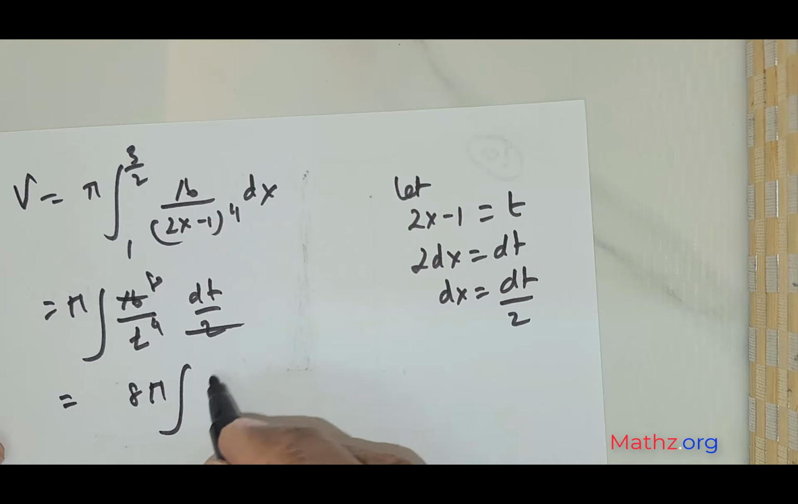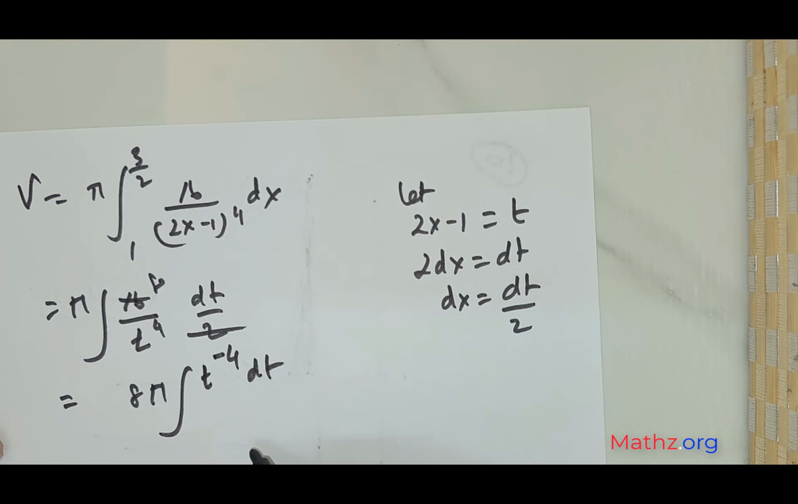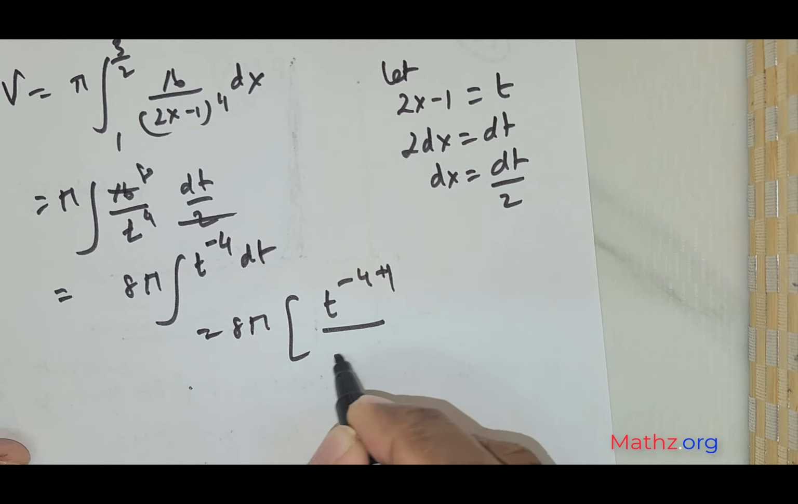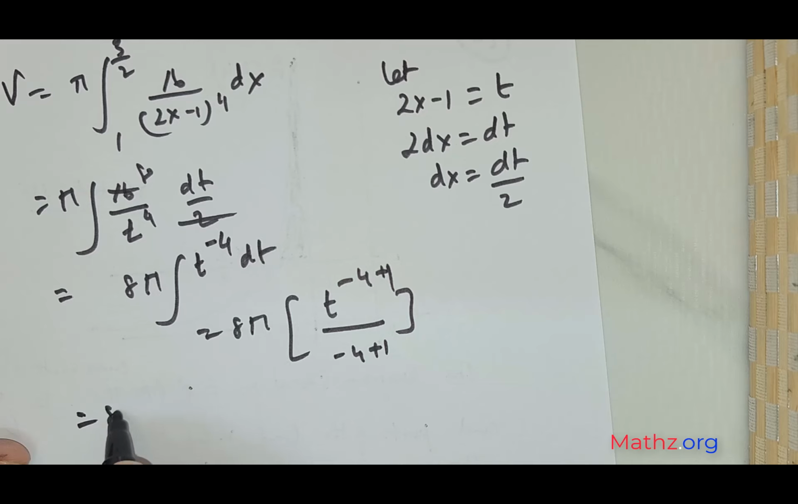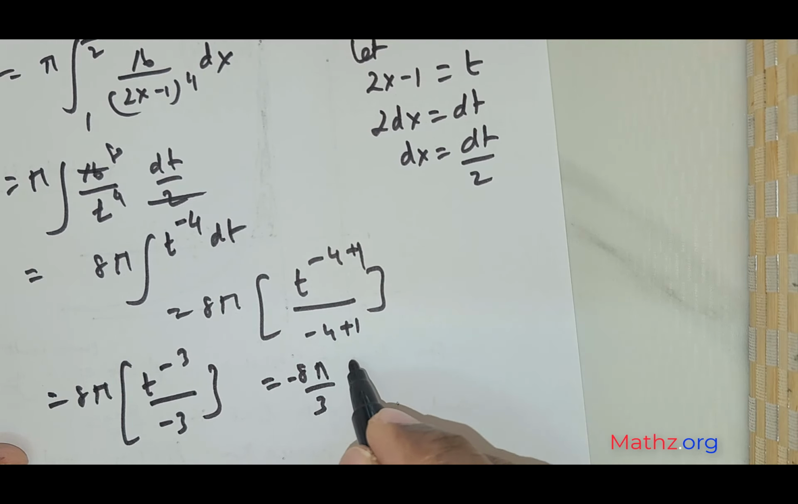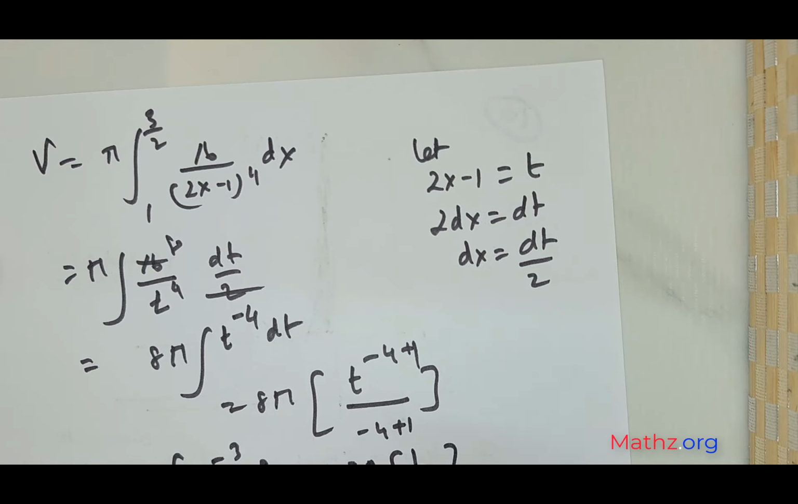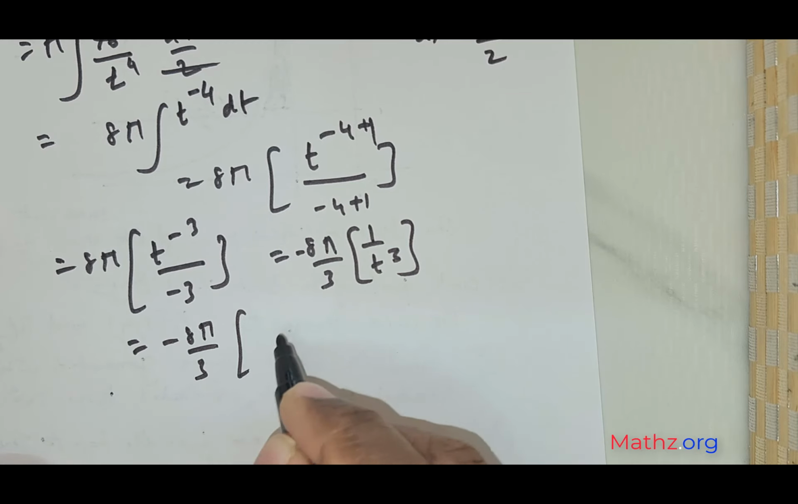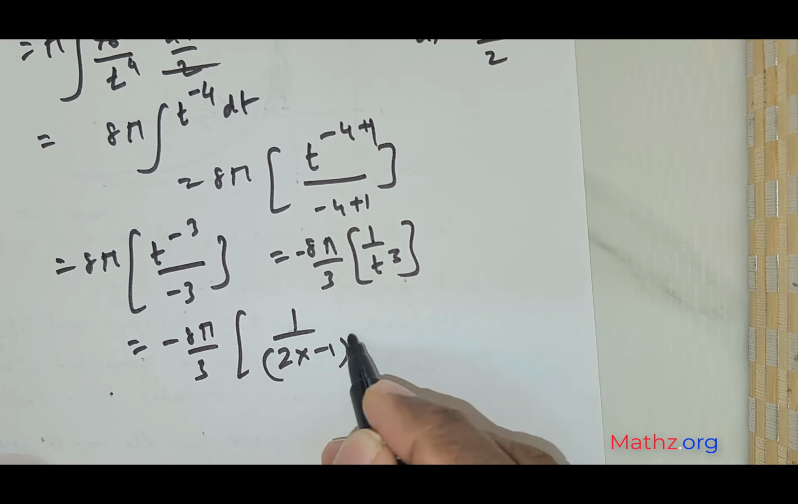T is in the denominator. So you push it to the numerator. You get it like this. Now you integrate. This is 8 pi of t raised to the power of negative 4 plus 1, negative 4 plus 1. This is 8 pi of t raised to the power of negative 3 divided by negative 3. Which is 8 pi divided by 3 with a negative sign. And you can push this t down so that you are going to get it like this. But my t is 2x-1, so make that substitution. So negative 8 pi over 3 times 1/(2x-1) raised to the power of 3.